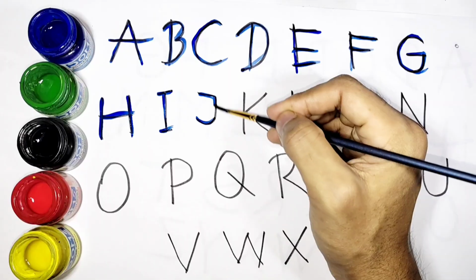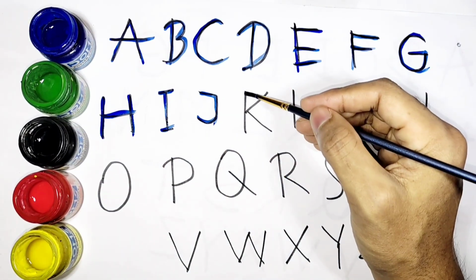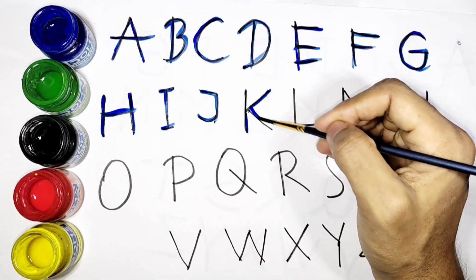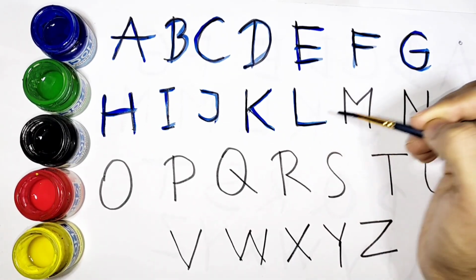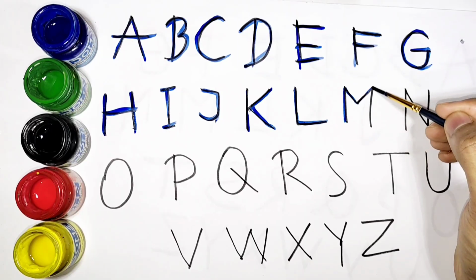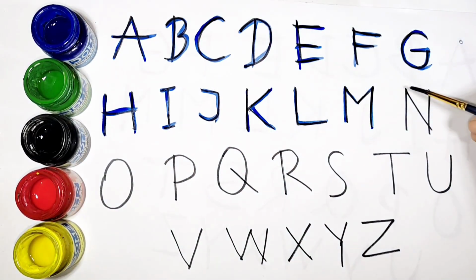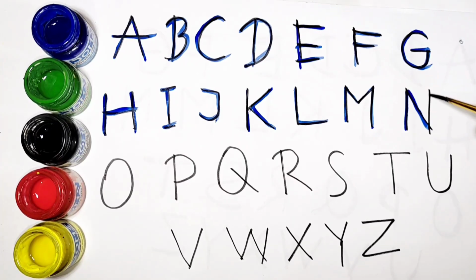And the next one is J. J for joker. The next one is K. And the next one is L. L for lion, L for lemon. M for moon, M for mango. The next one is N for nose, N for nest.